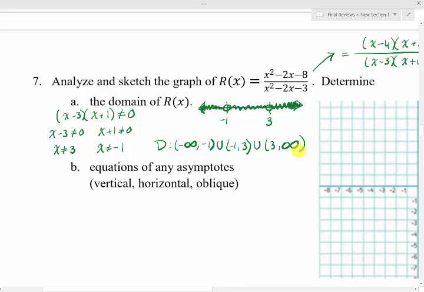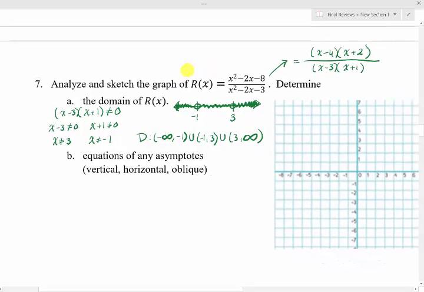Then after this step, we would simplify our function if we can. So I would look to see if I have any common factors in the numerator and denominator of my rational function. I don't. So I'm going to go ahead and move on to our next step, and that's going to be finding any asymptotes of our equation. Usually we start out with our vertical asymptotes first.